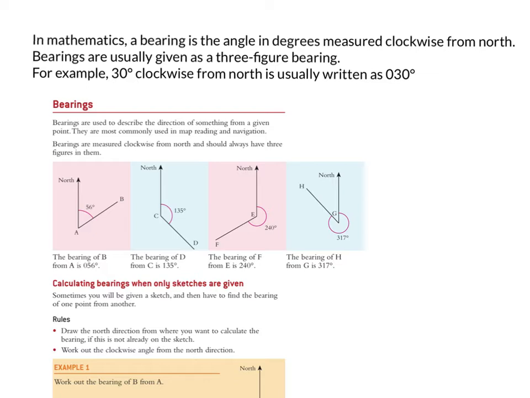So in mathematics, a bearing is the angle in degrees measured clockwise from north. Bearings are usually given as a 3-figure bearing, or 3 digits. For example, 30 degrees clockwise from north is usually written as 030.